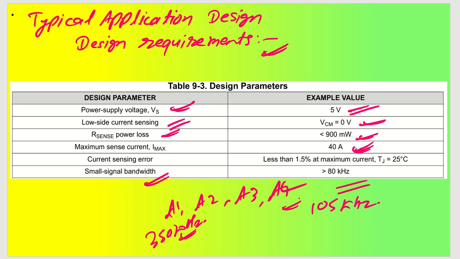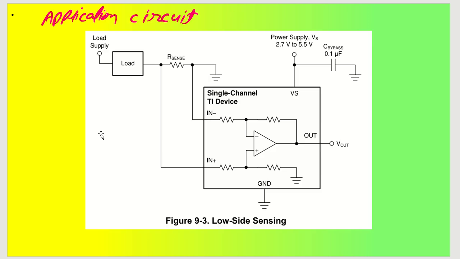So let's do the calculation. What is the first calculation that we should do? First we should calculate the value of R sense, and then we should choose the device that we will be needing for this particular application. So this is my supply voltage, and we have a load that is connected, and we have a requirement of R sense that we are going to calculate. As you can see, since it is a low side application, the positive is connected after the load and the negative is connected towards the ground. We will be requiring a 5 volt supply, so this is how we will be connecting it, with one decoupling capacitor of 0.1 microfarad.